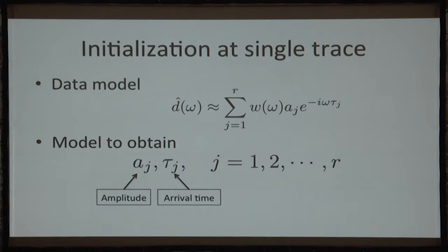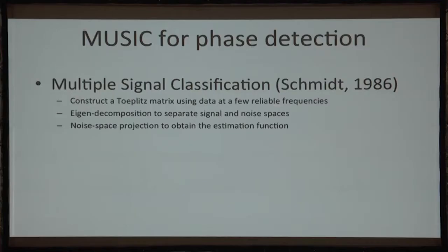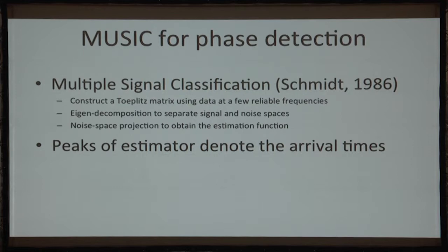To solve this problem, computer scientists and applied mathematicians have developed a lot of methods, and we are using MUSIC, which is multiple signal classification, where we only use a very small portion of the data at a few reliable frequencies, for example around the dominant frequency of your data, and we construct a Hankel matrix using that. This algorithm is a subspace algorithm. We can do eigenvalue decomposition to separate the signal space from the noise space. Then we can do a noise space projection to obtain the estimator function. Then the peaks of the estimator function tell us the arrival times.